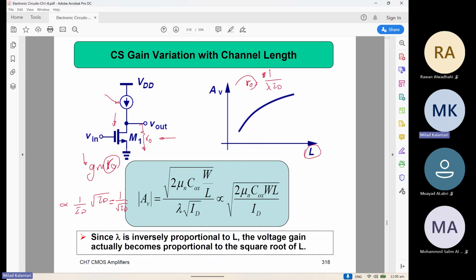This is one thing you need to know. On the other hand, this lambda is a given number, but lambda also depends on L, the length of the device, inversely. So if you increase the length of the device, this channel length modulation factor will be less. So by increasing the device length, you are reducing the lambda factor, and so you are increasing the Rout.